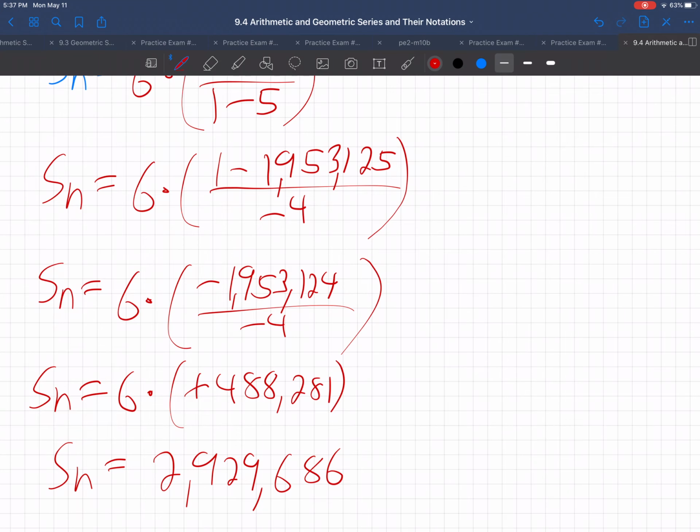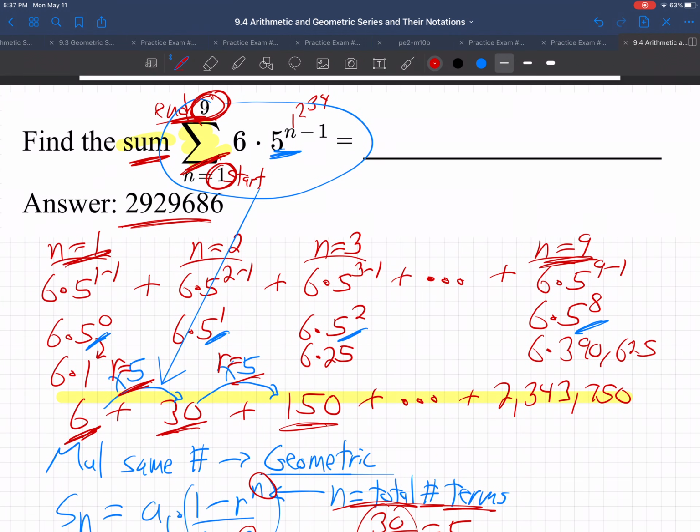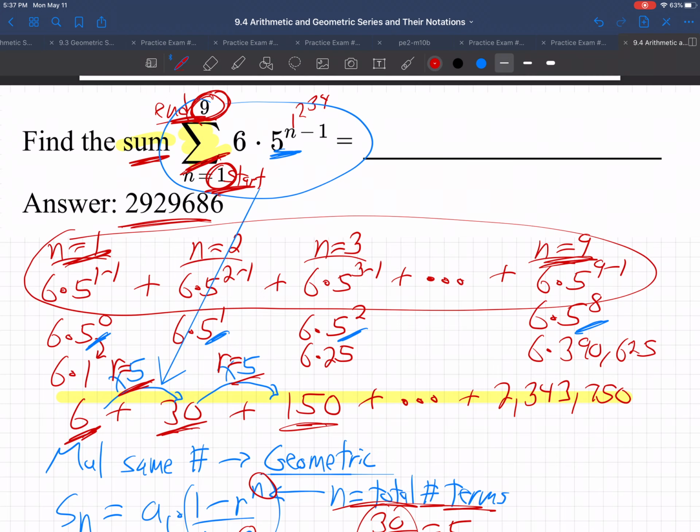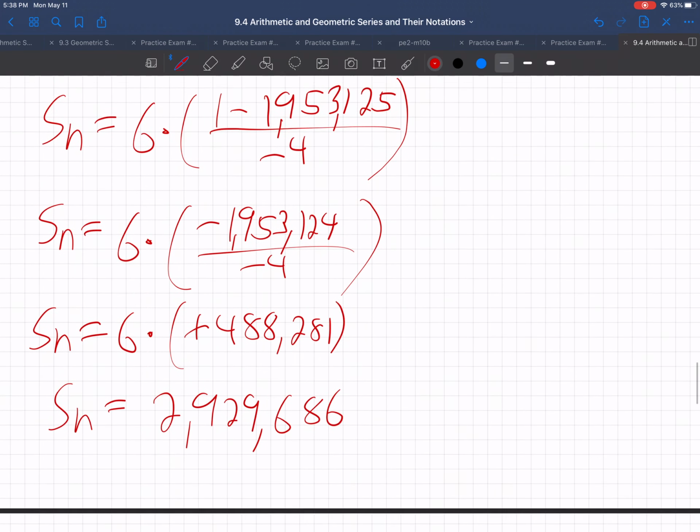That's how you find the sum of those terms. So that sigma notation, that Greek S, you just write them out. It's 9 terms. Starts at 1, goes to 9, write them out, then use the S sub n formula and plug everything in.